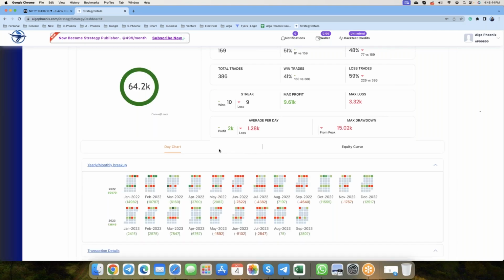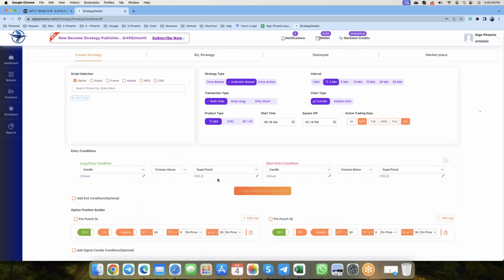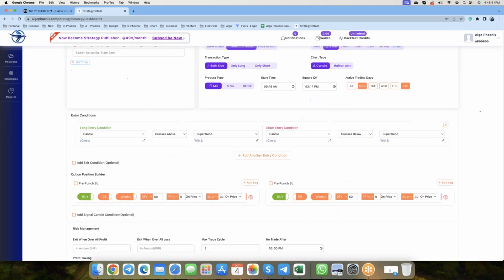Now once I come to a proper strategy which is favorable, what I can do is, whether I take one lot or two lots, the brokerage remains the same. So now I can go for two lots.